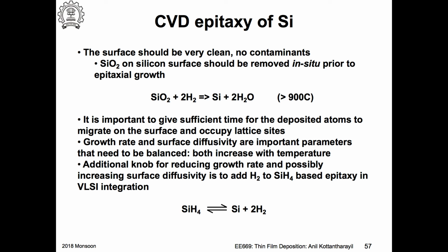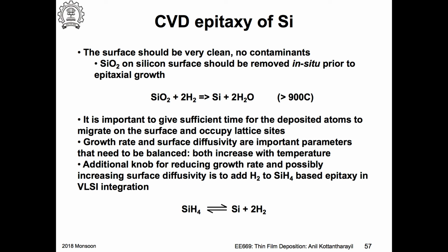So it's a reversible reaction. Silane should pyrolyze to give you silicon, and that will give you 2 molecules of hydrogen. But then you are adding hydrogen from outside, so it might drive the reaction in the other direction. That is the etch process. But what is seen is that if you have more hydrogen, the presence of hydrogen improves the diffusivity of silicon on the silicon surface.